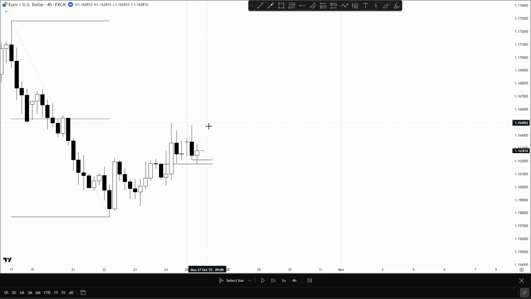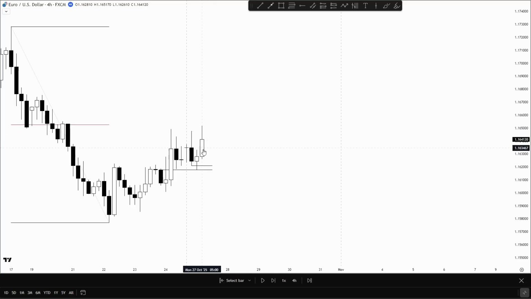Okay, and this was a win for me. So this was the first trade of the week. Then by this point, I was done for the day, so I just let price do whatever it wants.